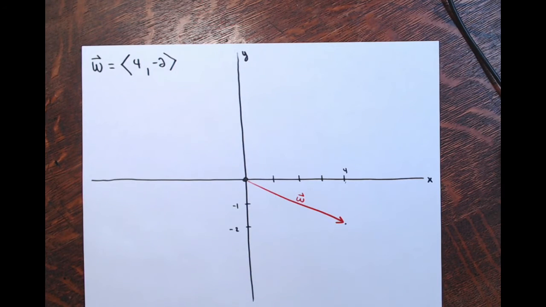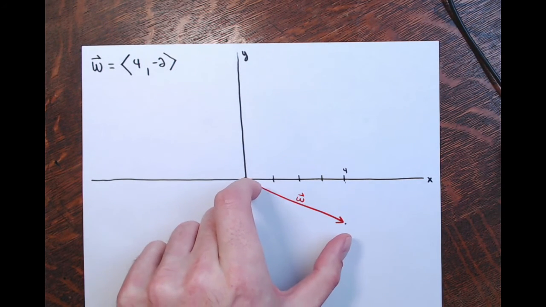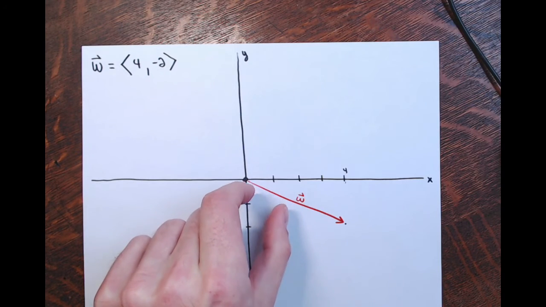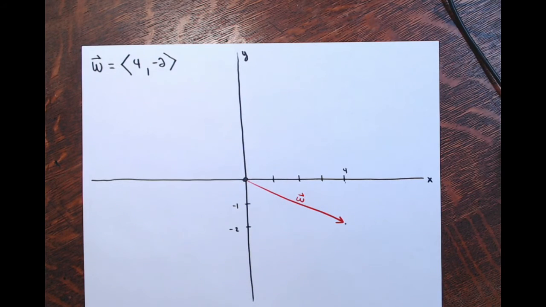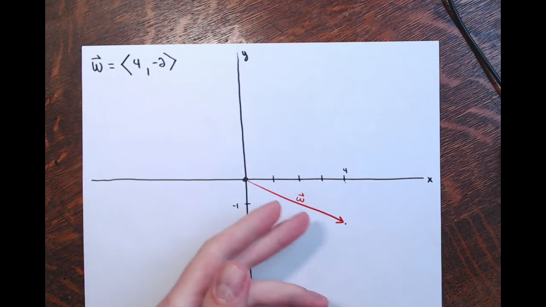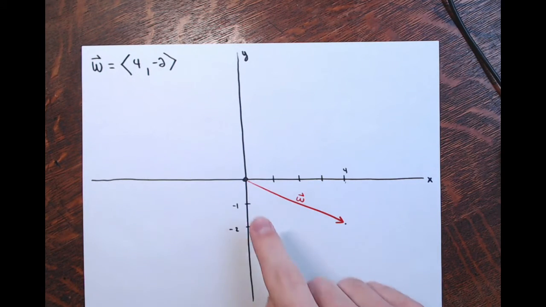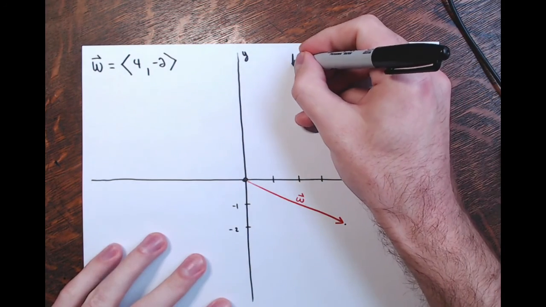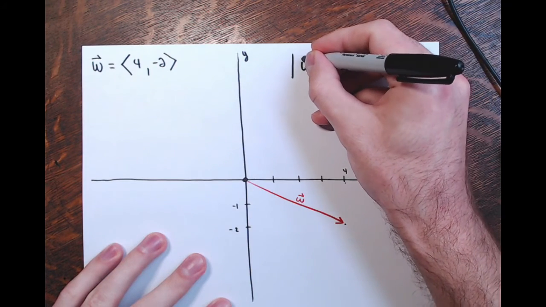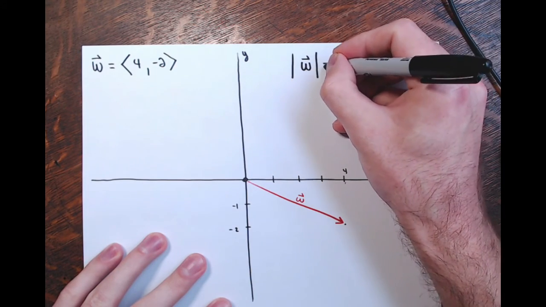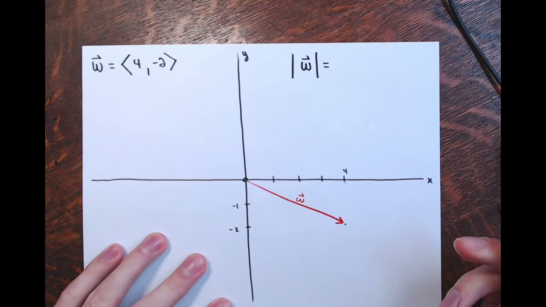Now again, what we're asked to do is take this and draw another vector that points in the same direction, but is only 1 unit long. So first I'd like to know, how long is this vector? Because if this vector is 1 unit long, I don't have to do anything. Right, so what's the magnitude of vector W? I remember it's like absolute value, but not.